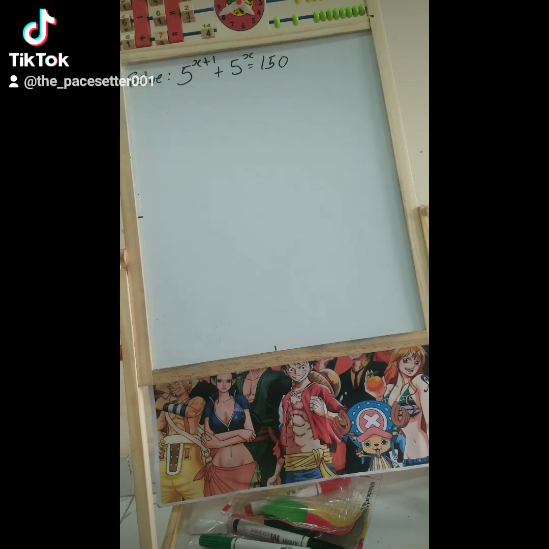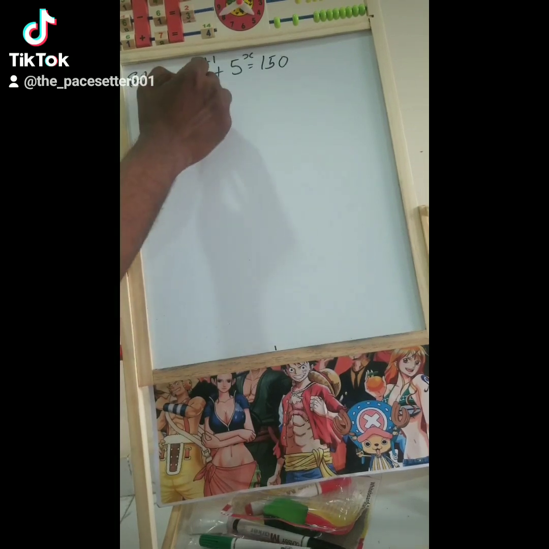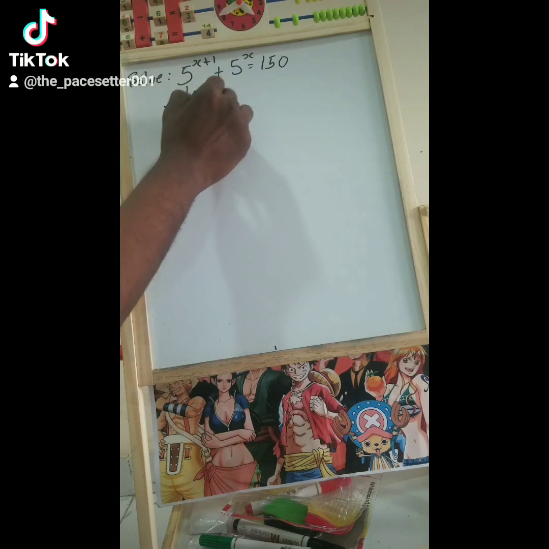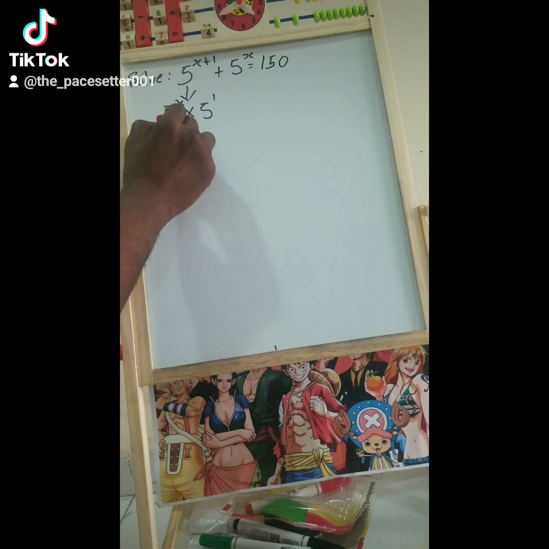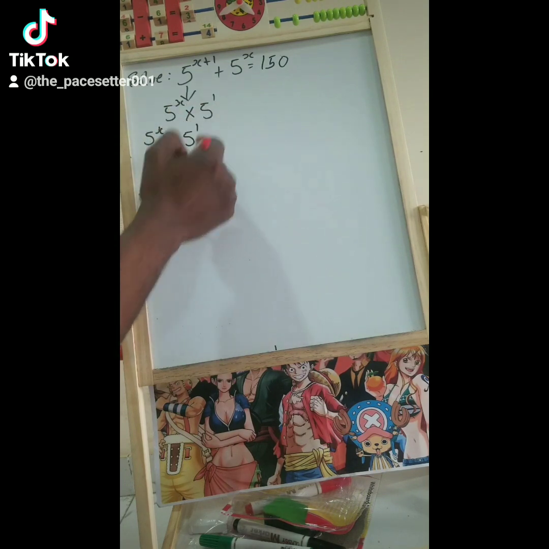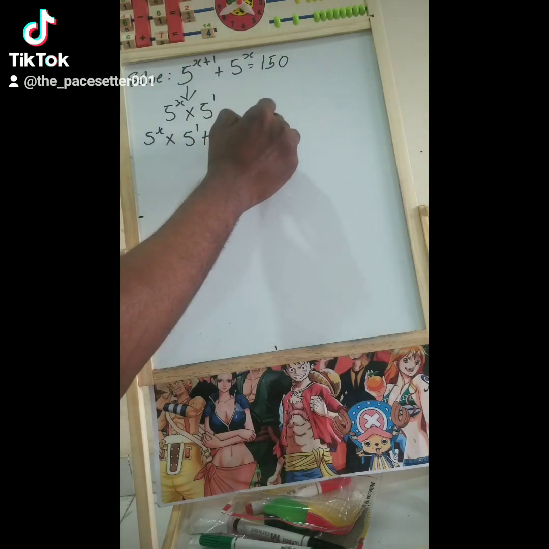The first step, looking at this, we discover that 5 raised to the power x plus 1 is a combination of two indices. Under the law of indices, this is the same thing as saying 5 raised to the power x multiplied by 5 raised to the power 1. Under the multiplicative law, you pick one of the bases and add the powers together. So from here we will say 5 raised to the power x multiplied by 5 raised to the power 1, then plus 5 raised to the power x equals 150.